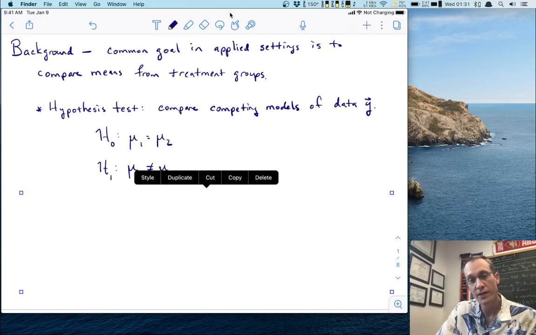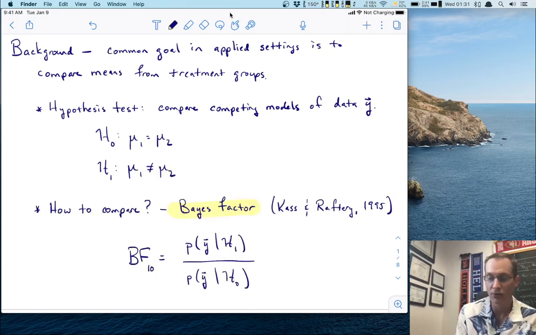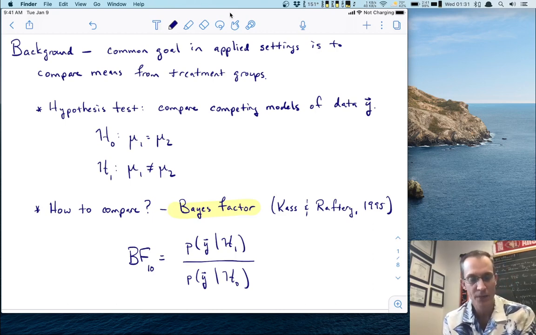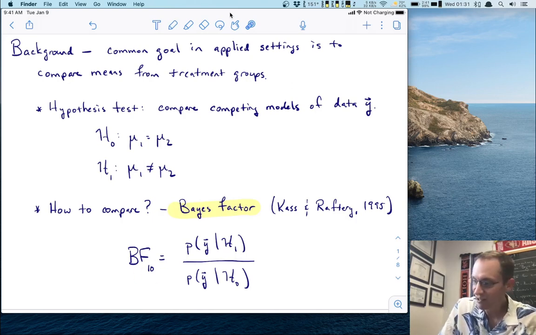And one way to do this, and this is the one that I work in the most, is to use a Bayesian model comparison. In particular, we compute something called a Bayes factor. The original term Bayes factor goes back even further, but it was popularized by Kass and Raftery in the mid-90s. And by definition, a Bayes factor for model 1 over model 0, so the subscript here 1, 0, simply indicates the preference of the models, is the marginal likelihood of the data given the alternative hypothesis over the marginal likelihood of the data given the null hypothesis.